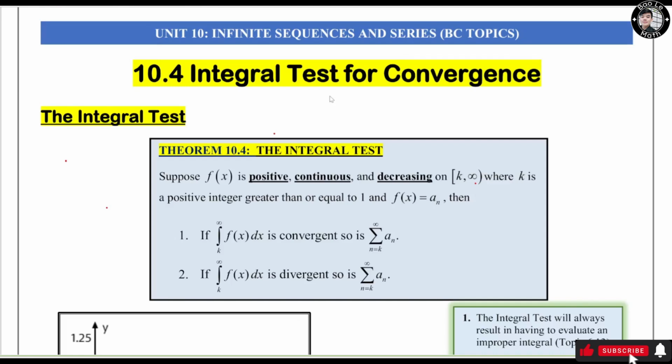Hello everyone, in this video we're going to explore topic 10.4, the integral test for convergence. Alright, let's talk about the theorem.